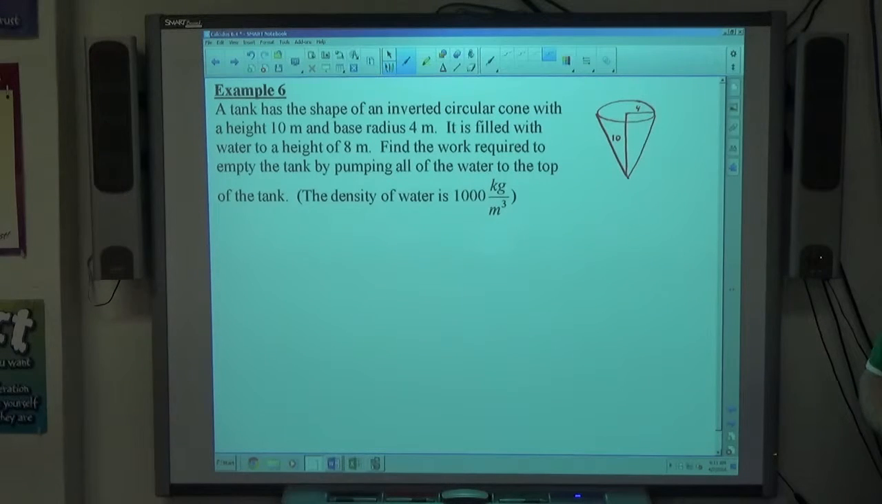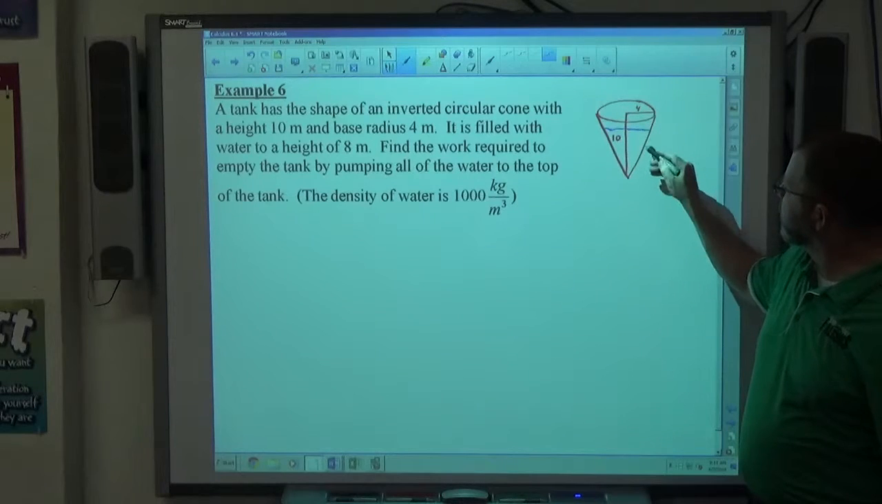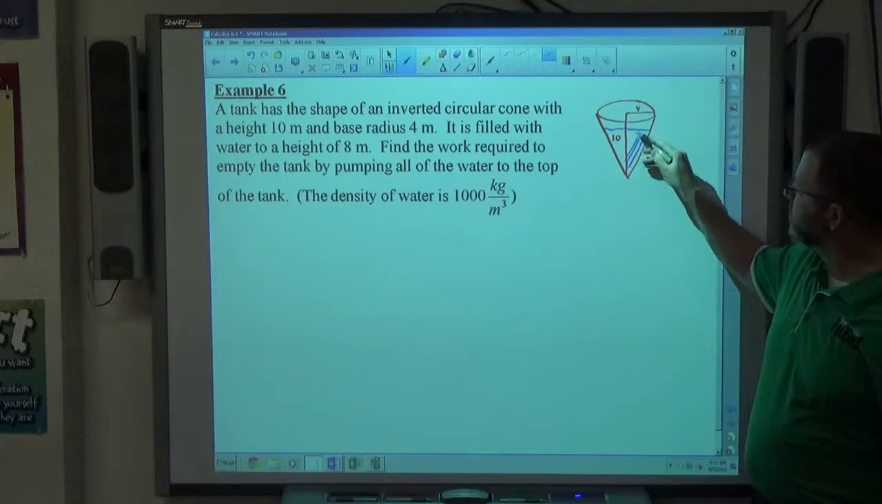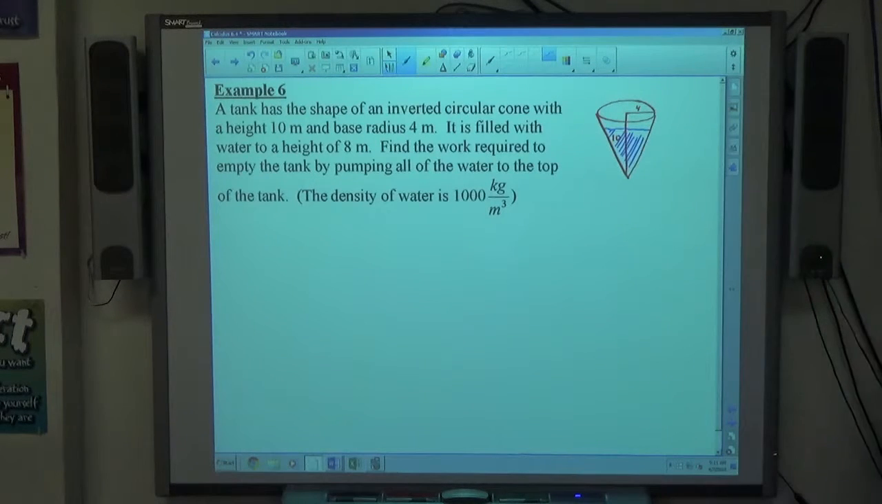It's filled with water to a height of 8 meters. So the current state of the tank is we got water right here, and it's 8 meters high. I don't want to write the 8 in, though, because we're going to be draining the tank. So the height of the water is going to change.